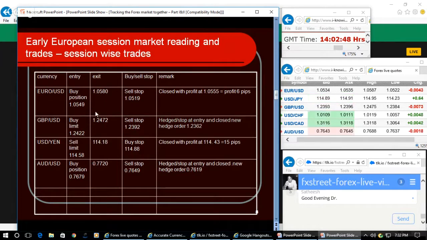So what the players have done: even though I had taken a buy position, instead of waiting for the rise to take a sell position, since I'm using hedging, I can always close the positions. Either the buy can be closed first or the sell can be closed first, depending upon which way the market is making the move.